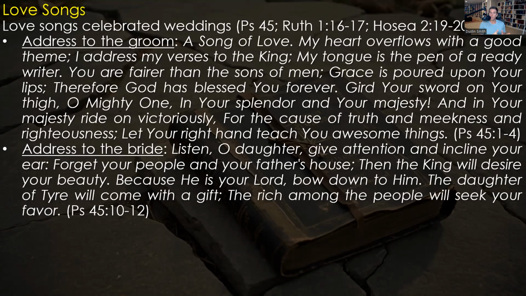And it tells you this: listen, O daughter. Give attention and incline your ear. Forget your people and your father's house. Then the king will desire your beauty because he is your Lord. Bow down to him. The daughter of Tyre will come with a gift. The rich among the people will seek your favor. Okay. So the psalm is now shifting to talk to the bride.